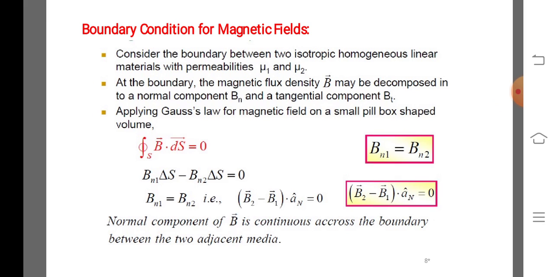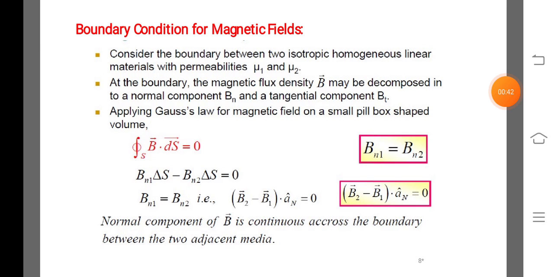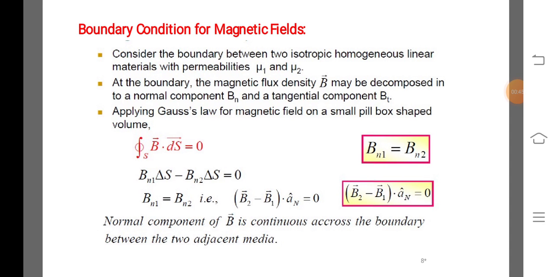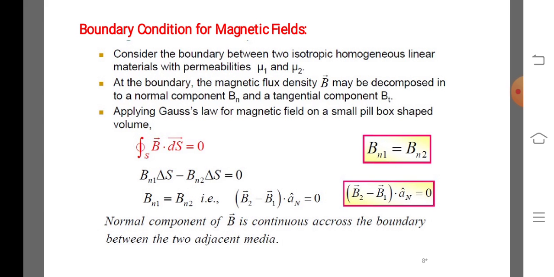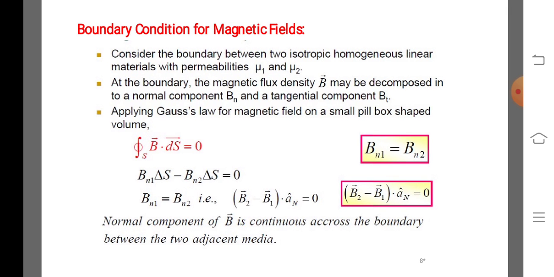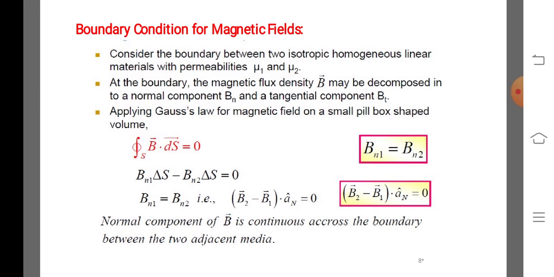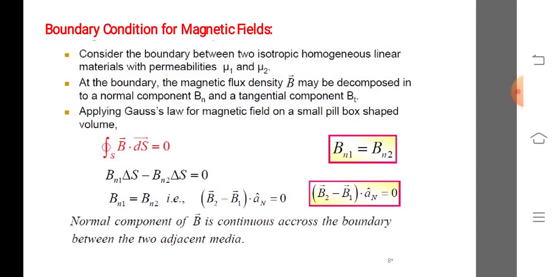So consider the boundary between two isotropic homogeneous linear materials with permeabilities mu1 and mu2. At the boundary, the magnetic flux density B may be decomposed into a normal component Bn and a tangential component Bt. Applying Gauss law for magnetic field in a small pillbox shaped volume, Ht1 and Ht2 are the tangential components of H on the boundary of two different media, Hn1 and Hn2 are the normal components. The normal component of B is continuous across the boundary between the two adjacent media.